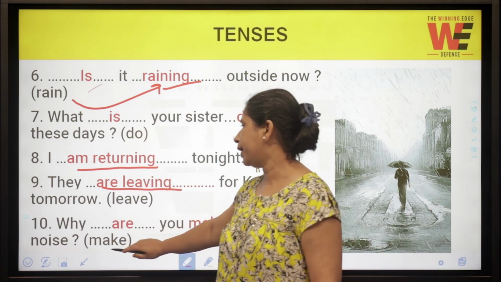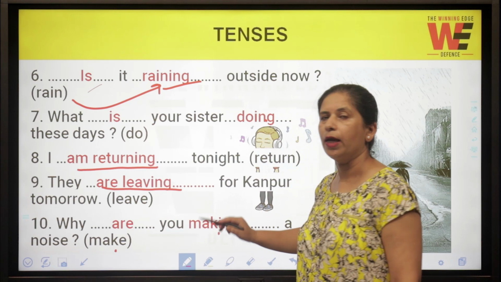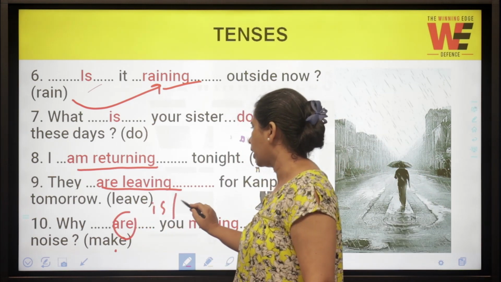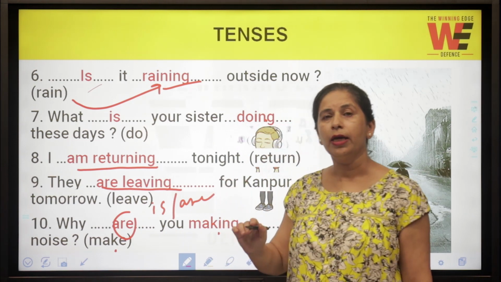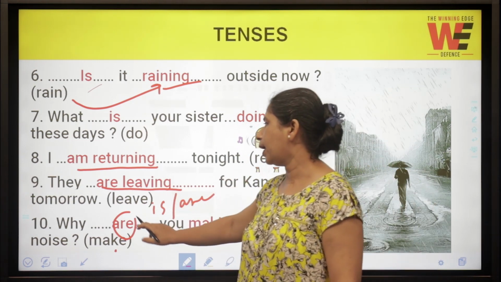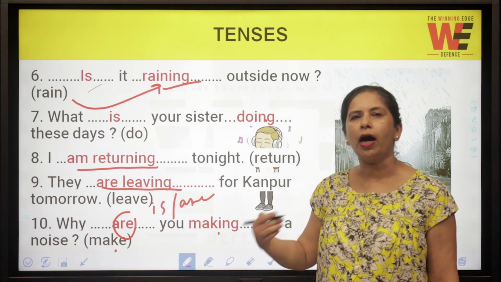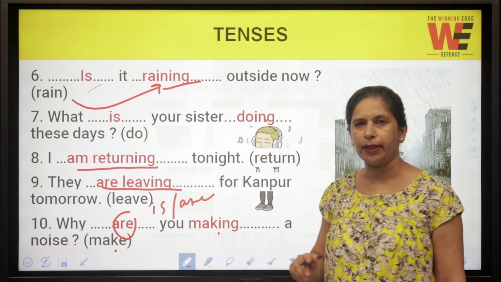सो हमने यहाँ पे मेक से क्या बनाया है? Making. Why are, यहाँ पे आपको ये भी देखना है कि is लगना है या are लगना है, depending upon क्या सेंटेंस है. सो यहाँ पे क्या आएगा? Why is नहीं होगा, why are you, है ना? Why are you making noise? That will be the correct answer.